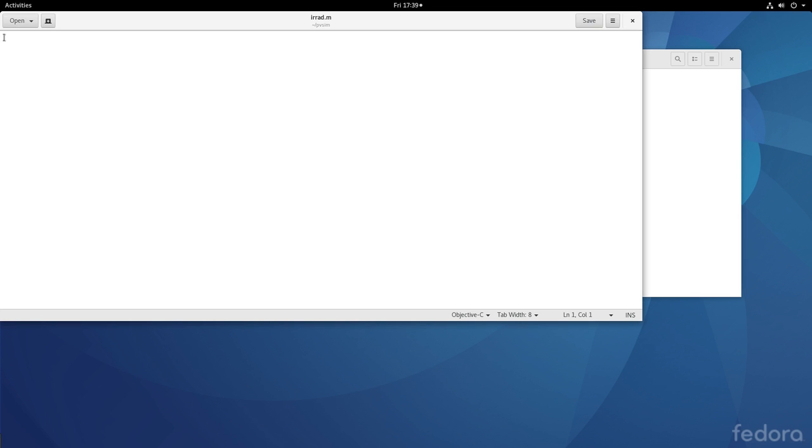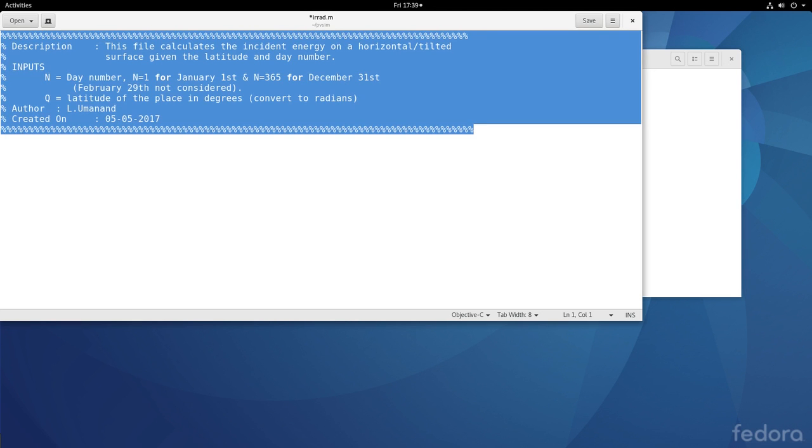So now let us start to populate this file, write the scripts. First, let us have the header comments. These are all comment lines, as you can see here. The description is that this file calculates the incident energy on a horizontal surface given the latitude and the day number, where n is the day number, and I am considering only the non-leap years. And I am using Q for the latitude instead of phi because I can't type phi in ASCII in the text file. It will be in degrees, and we will later convert it into radians.